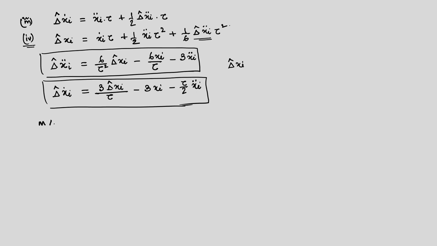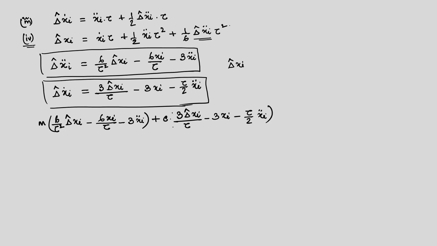So, what we have: m delta x_i double dot hat, and for that we can use the expression that we have just derived. So, in place of that we write 6 by tau square delta x_i hat minus 6 x_i dot divided by tau minus 3 x_i double dot. So, that is the first part of the equation. Then c times delta x_i dot hat. For that we have the expression ready, so we will replace that. So, we have 3 times delta x_i hat divided by tau minus 3 x_i dot minus tau by 2 x_i double dot, plus k times delta x_i hat is equal to delta f_i hat.